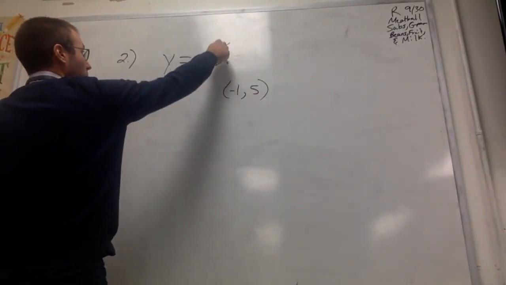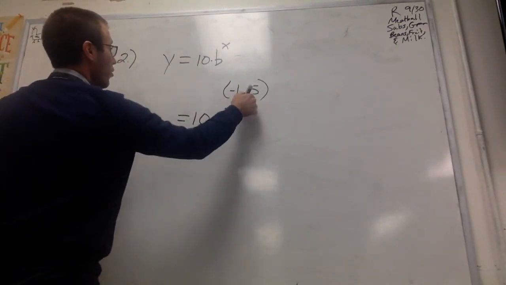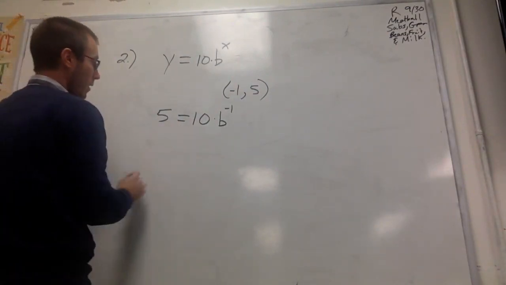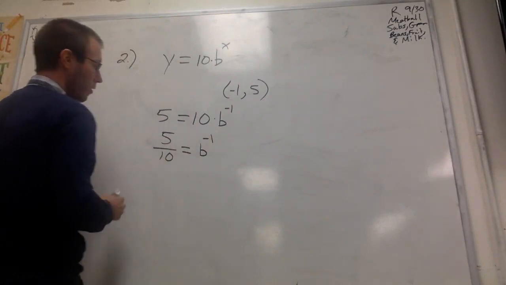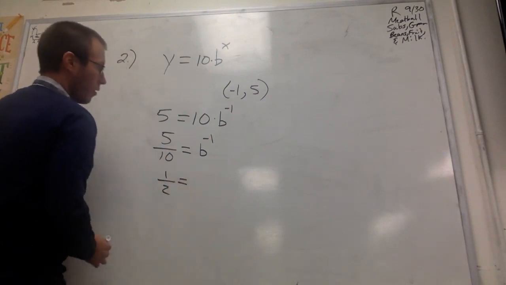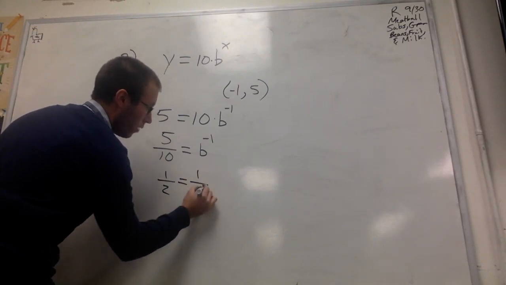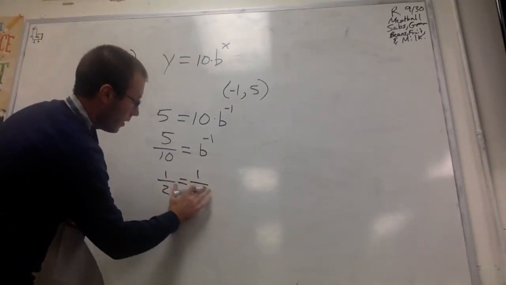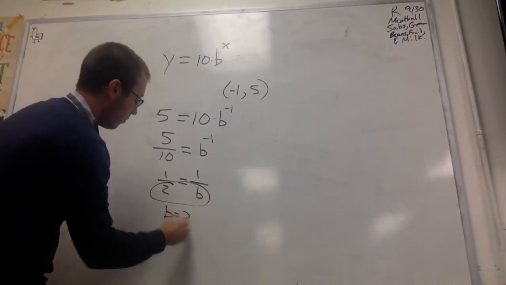When I plug in -1 for x, I get 10 times b to the -1. It should spit out 5 right there. Now I'm going to divide both sides by 10. I get 5 over 10 equals b to the power of -1. In other words, 5 over 10 is the same thing as 1 over 2 equals b to the power of -1, which is defined to be 1 over b to the power of 1. They have the same numerator. And well, this means that b is just 2.